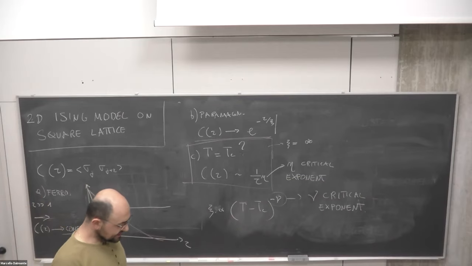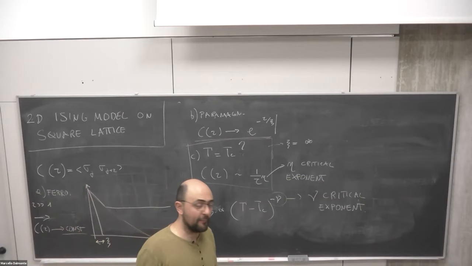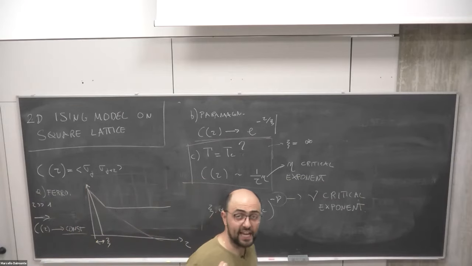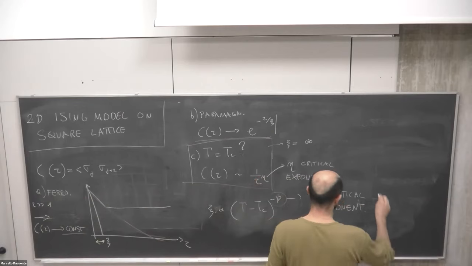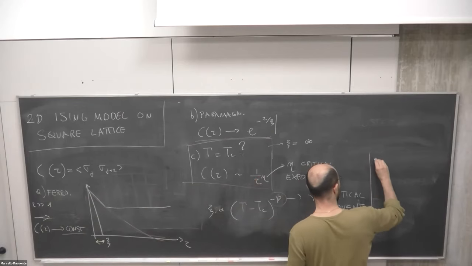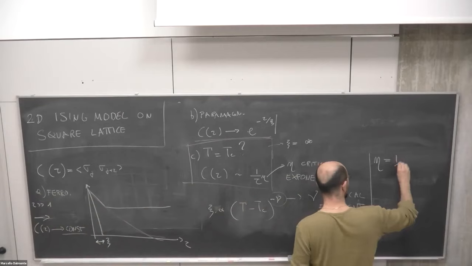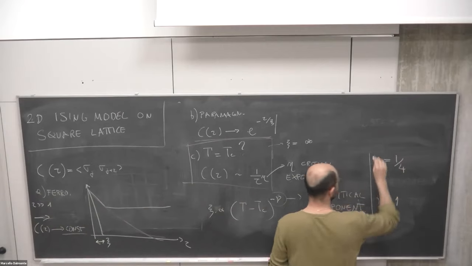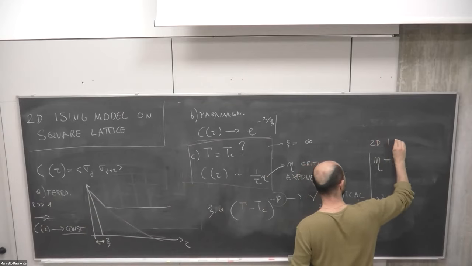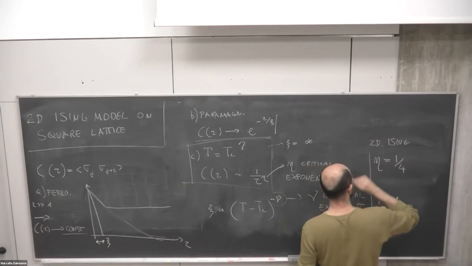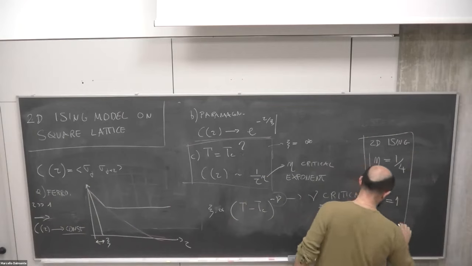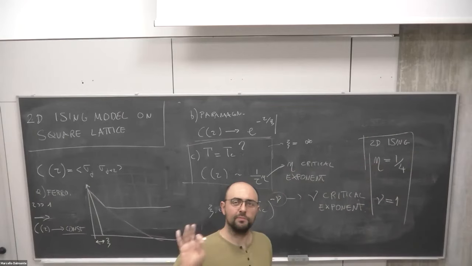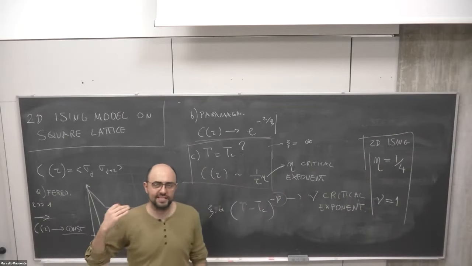Now, these are not just symbols. They also have true numbers. They can be computed analytically in the case of the 2D Ising model. And in particular, eta is equal to 1/4 and nu is equal to 1 for the 2D Ising. And this, together with other critical exponents that we will not be touching, defines what is called a universality class.